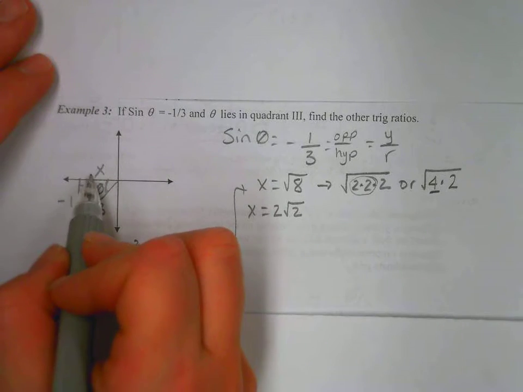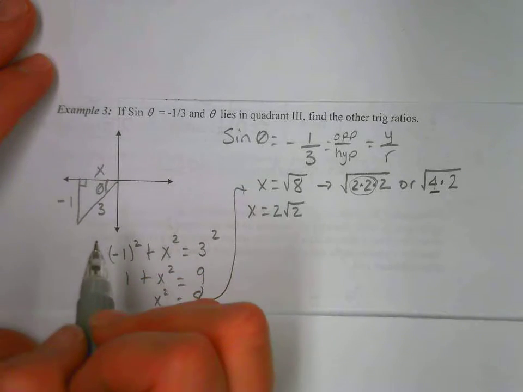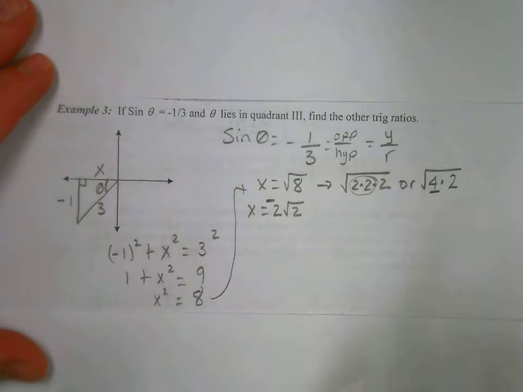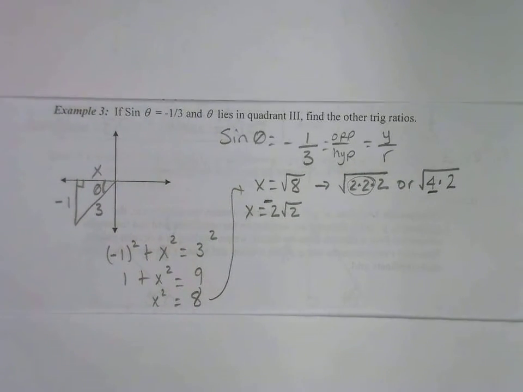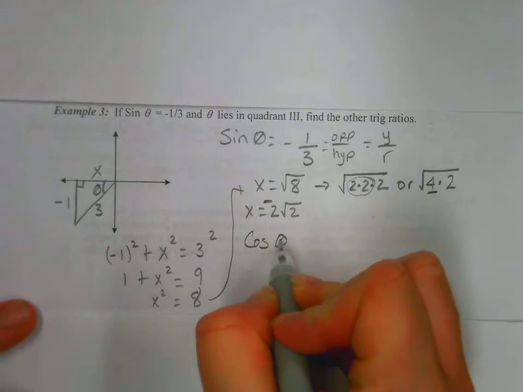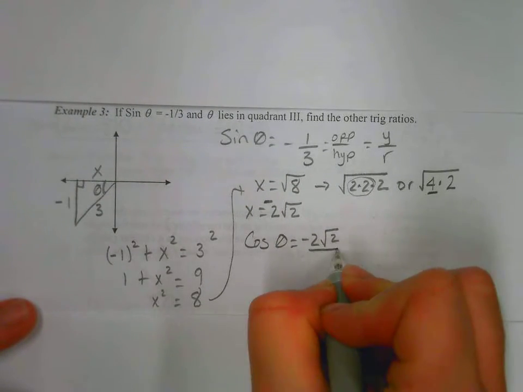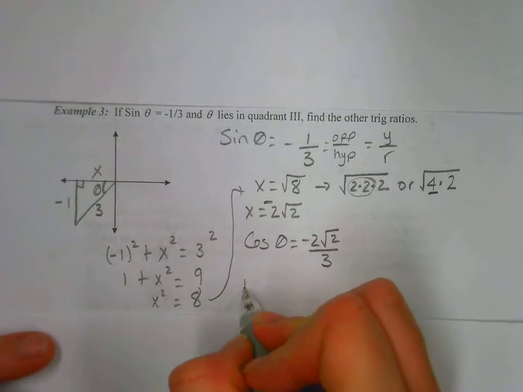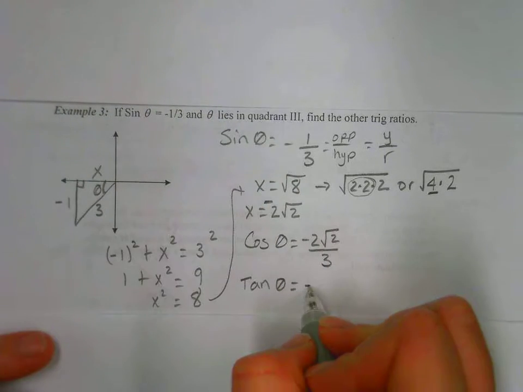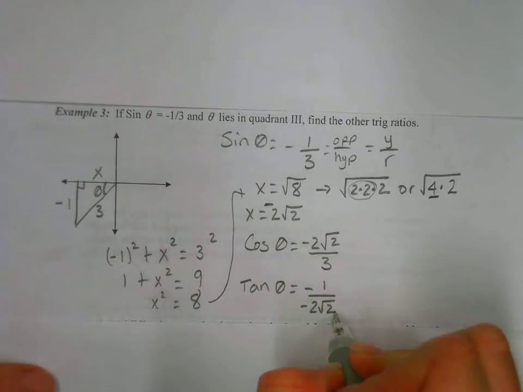But when I look at my diagram, my x value actually needs to be -2√2 because of where it's located on my coordinate grid. So my x value actually has to be negative here. All right, so now we're ready to write our next two trig ratios. So my cosine ratio is going to be the adjacent, which is -2√2/3. Good. My tangent ratio needs to be -1, which is the opposite, over the adjacent, which is -2√2.